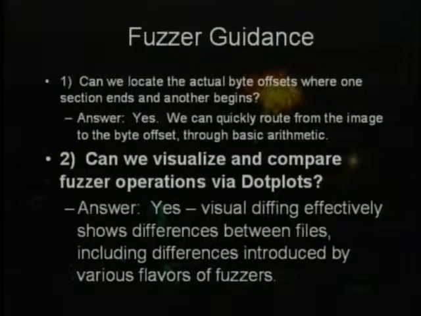So, can we visualize and compare fuzzer operations via dot plots? Yeah. Visual fuzzing actually does show differences between files, including the differences introduced by fuzzers. We can see exactly what's going on. The goal at some point is to actually have a fuzzing GUI, Visual Fuzzer 2007. And you'll just see it as an image, like, that looks cool. You'll highlight it, and that particular block will start turning all fuzzy and changing around. Whenever the code crashes, it'll turn red.